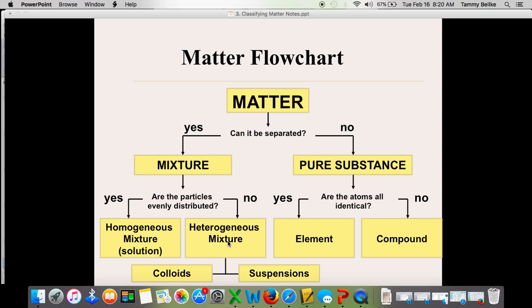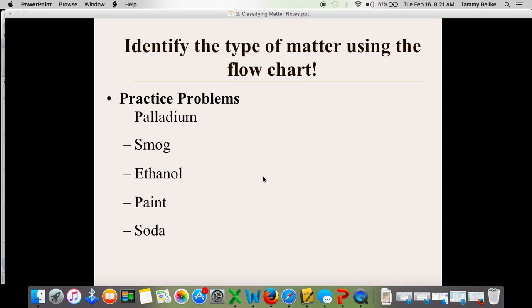I would say, can the substance settle out over time? If yes, it's a suspension. If not, it's a colloid. Alright, so you can use this flowchart to help identify what kind of substances you have and be able to work with them from there.